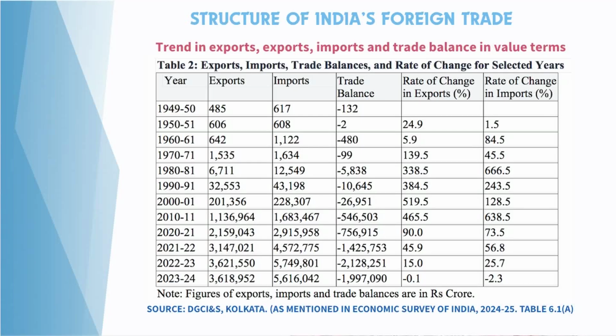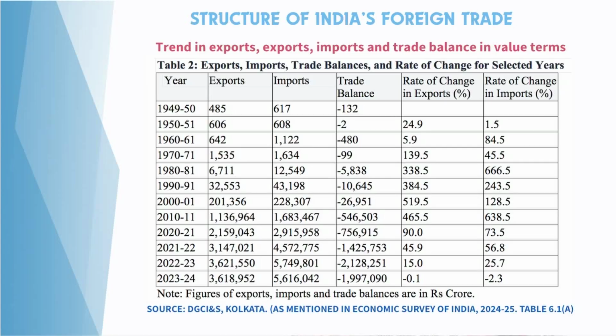From this data we see that in the fiscal year 1949-50, exports were valued at 485 crores, while imports stood at 617 crores, resulting in a trade deficit of 132 crores. This early period reflects the challenges faced by post-independence India, characterized by limited export capabilities and a reliance on imports, basically on food items. The following year, 1950-51, saw a slight increase in exports to 606 crores and a marginal rise in imports to 608 crores, leading to a negligible trade deficit of 2 crores.